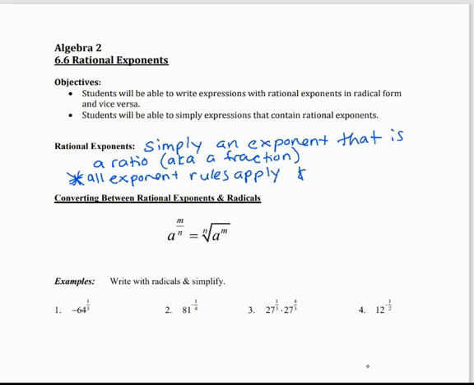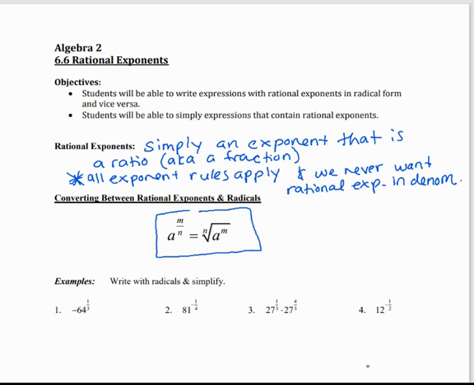And the other thing is, never want rational exponents in a denominator. Okay, so those are two important things to remember about rational exponents. All right, now the other big important thing for today's lesson is converting between rational exponents to radical exponents.